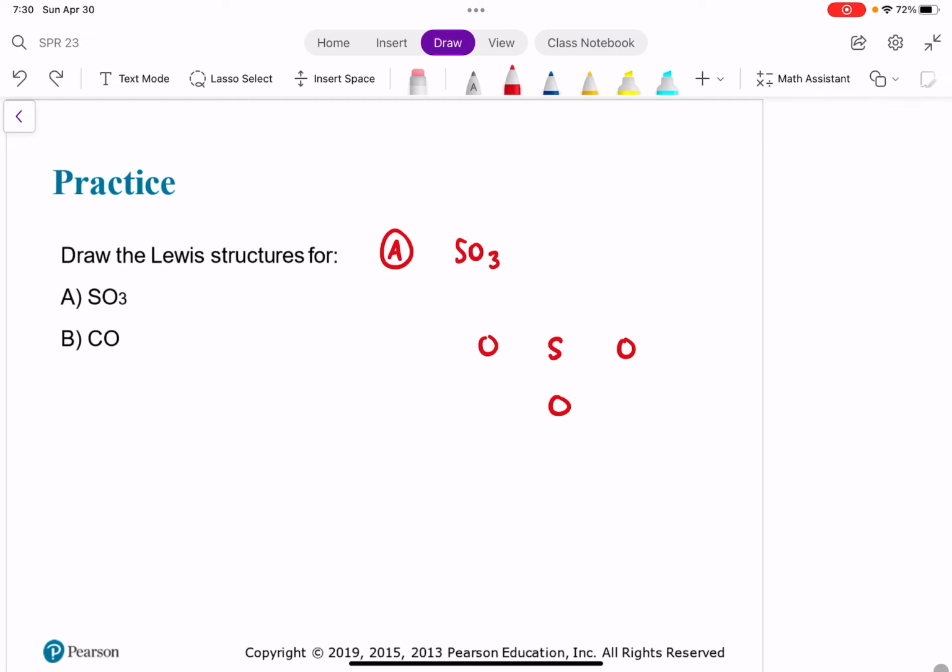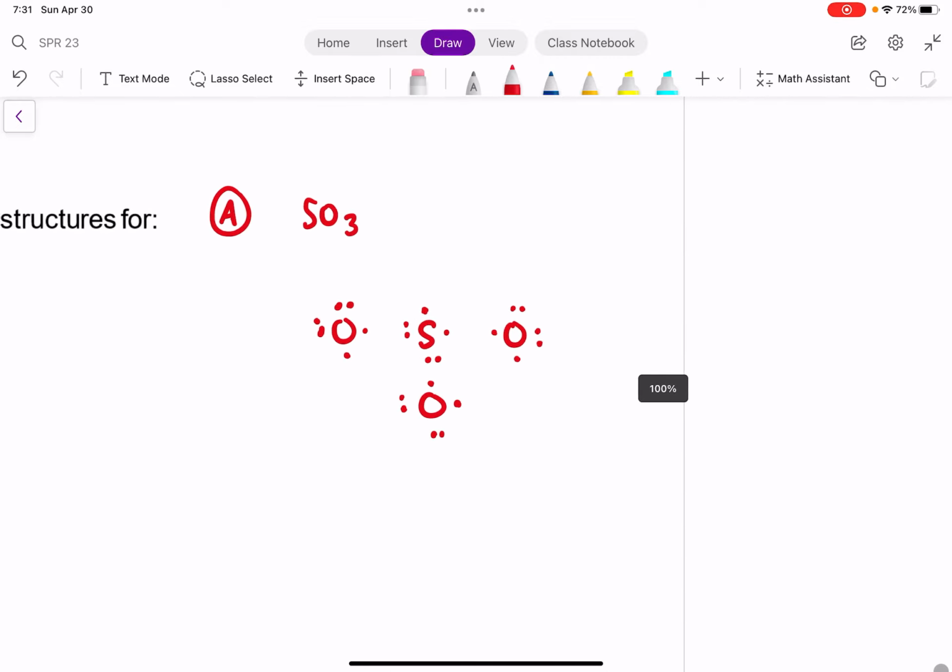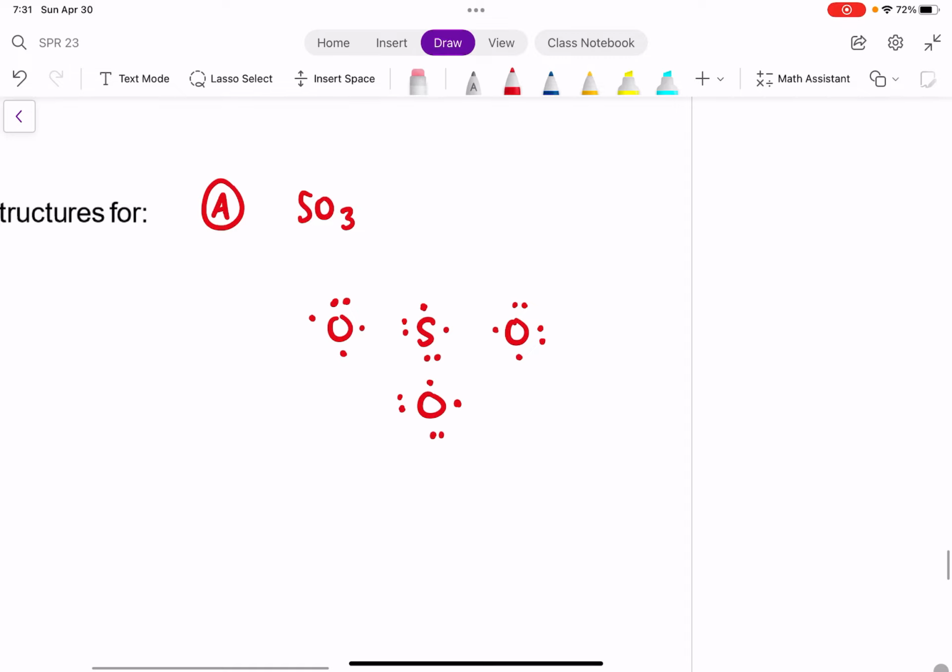So sulfur, what group is sulfur in? Sulfur is in group 6, so it has 6 electrons. Oxygen's also in group 6, so it has 6 electrons as well. All right, let's zoom in just a little bit so we can see a little better. Okay, so I'm noticing none of these are happy. None of them have their octet, right? So let's try to fix that.